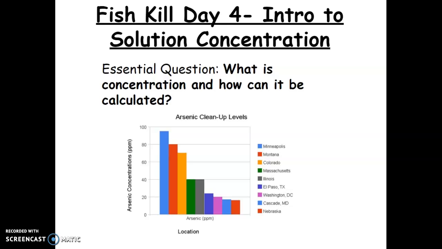We're going to be starting Fish Kill Day 4, an intro to solutions and concentrations. So we want to figure out what is concentration and how can it be calculated. We're going to be looking at something called molarity today.